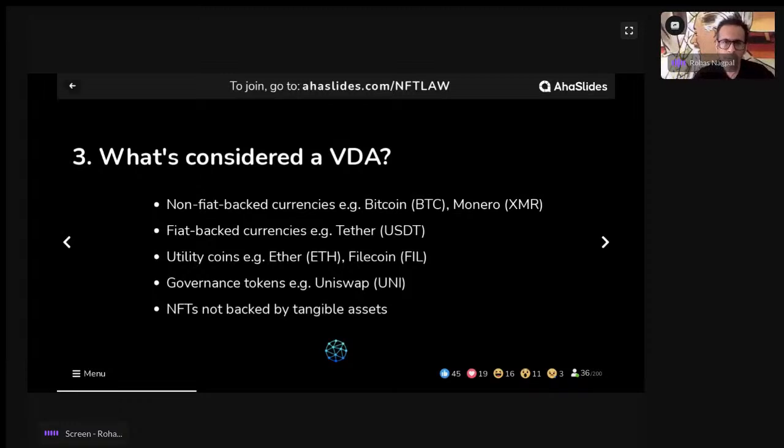Okay. Now, let's look at the second one. Fiat-backed currencies or cryptocurrencies like Tether. I clarified to you, when we talk about Tether, USDT, that is a crypto, right? Even though it is backed by the US dollar, that US dollar is going into the bank account of a separate company called Tether. Against it, they're issuing USDT on various crypto exchanges, right? So we call that a fiat-backed cryptocurrency. Even that is considered as a VDA.